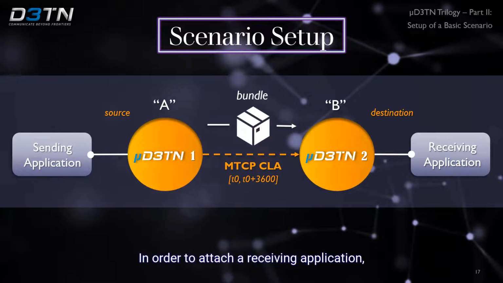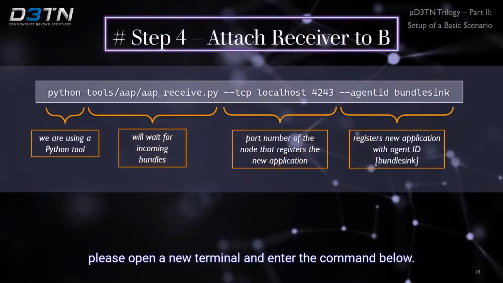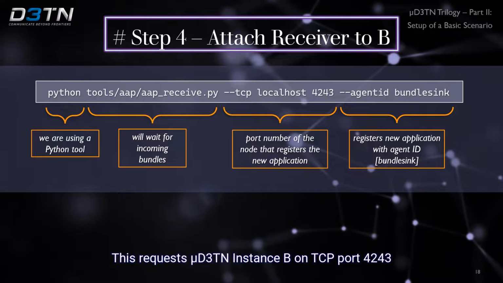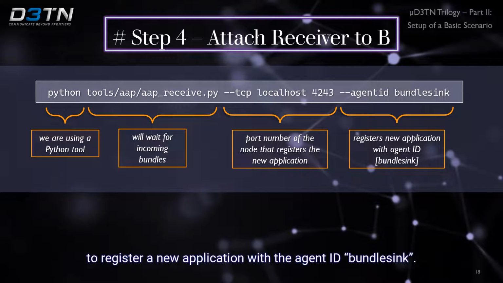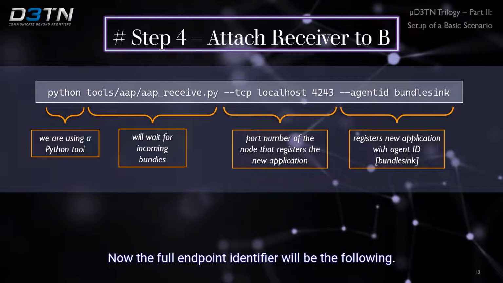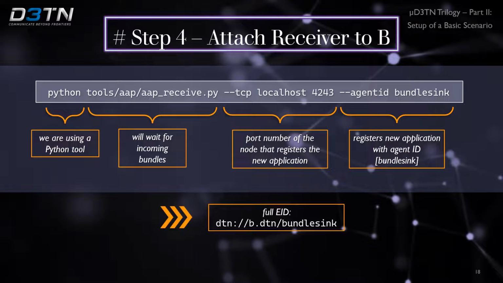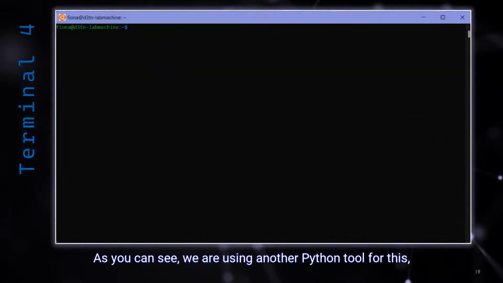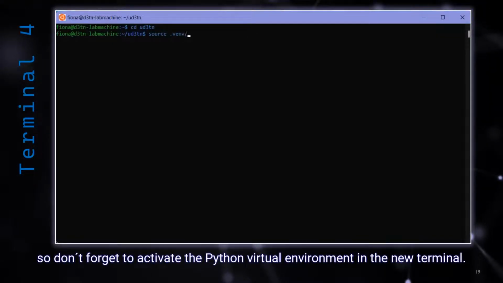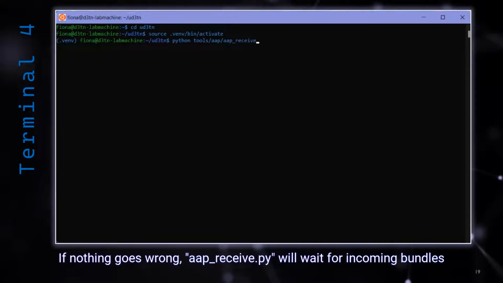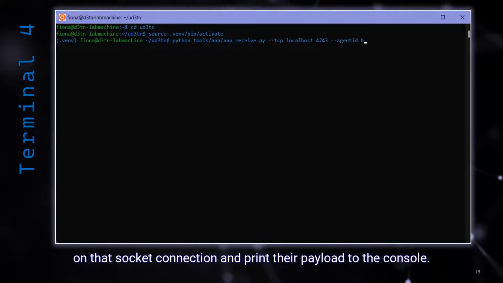In order to attach a receiving application, please open a new terminal and enter the command below. This requests µD3TN instance B on TCP port 4243 to register a new application with the agent ID bundlesync. Now the full endpoint identifier will be the following. As you can see, we are using another Python tool for this, so don't forget to activate the Python virtual environment in the new terminal. If nothing goes wrong, aap-receive.py will wait for incoming bundles on that socket connection and print their payload to the console.